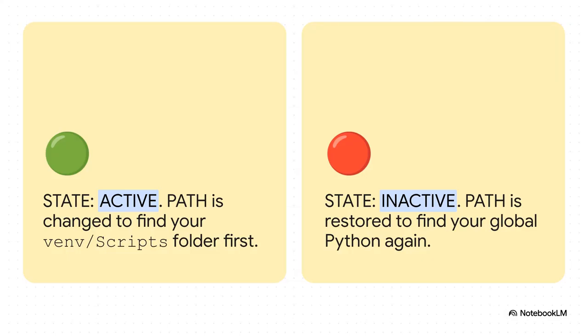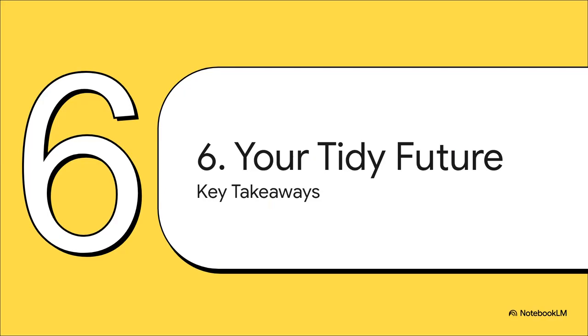So what's the secret sauce? It all comes down to one thing, your system's path variable. All the activate script does is temporarily change your path. It tells your terminal, hey, for the next little while, when you look for Python, look in this project's venv/scripts folder first. And when you type deactivate, it just erases that little note. That's the whole trick. It's not deleting anything, it's just changing where your terminal looks for commands. And once you get that simple idea, you've unlocked a way to code that is just so much cleaner, more organized, and way, way less stressful.